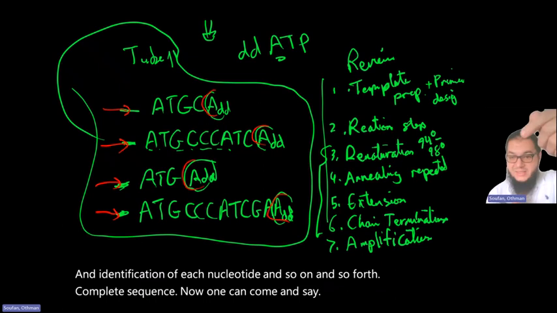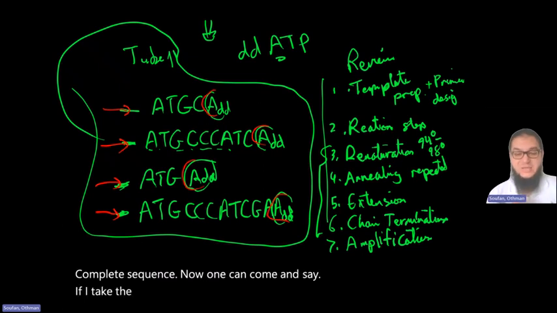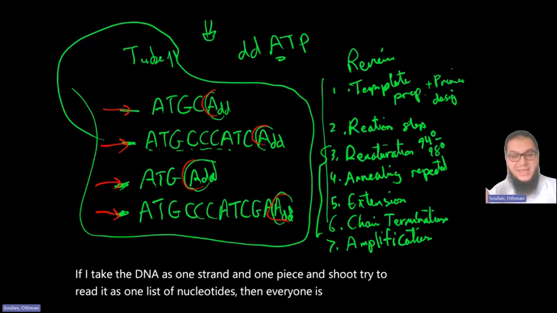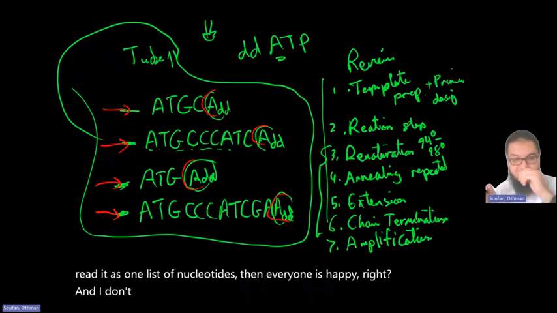Now, one can come and say, well, if I take the DNA as one strand and one piece and try to read it as one list of nucleotides, then everyone is happy, right? And I don't need any of these technologies.